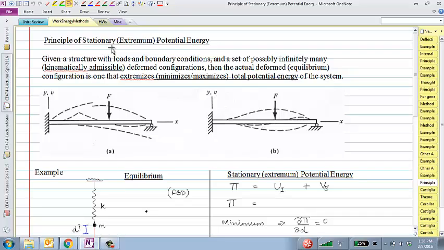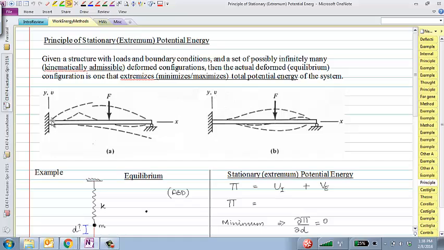So let me first of all clearly read this, because it's a kind of tricky statement. Given a structure, loads, boundary conditions, and all of that, you have to first consider a set of possibly infinitely many kinematically admissible deformed configurations. So let me try to explain that phrase first.